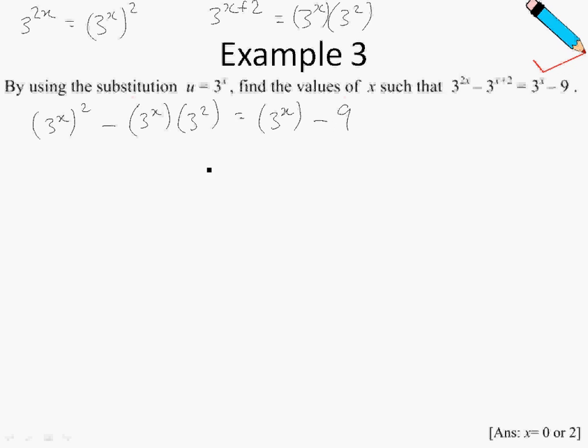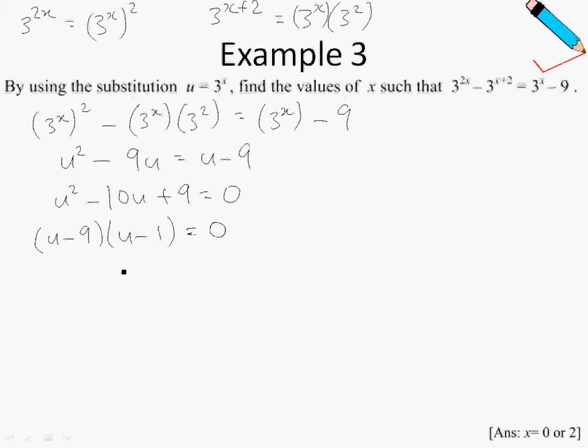At this point, I'm going to perform my substitution. So u is 3^x, so this is u squared, minus 3 squared which is just 9, and this is just u. So 9u equals u squared minus 9. I'm going to shift all the terms to the left hand side of the equation. So 9u minus u will give me negative 10u, plus 9, and I can factorize this. So this is negative 9, negative 1. So I conclude that u is 9 or u is 1.